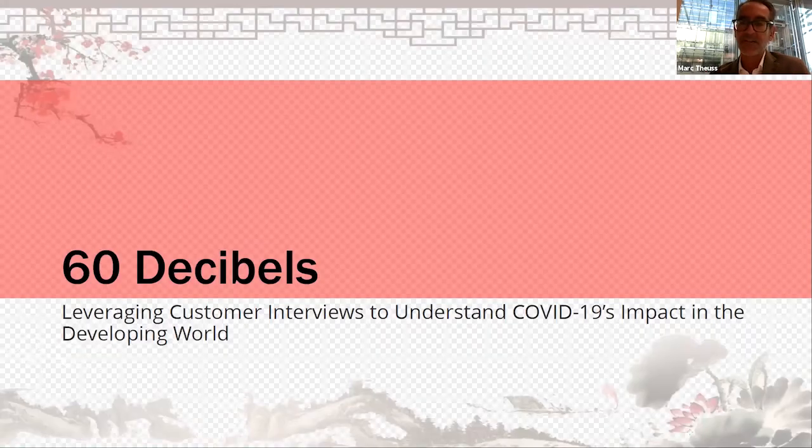I'm now going to turn to 60 Decibels. 60 Decibels is an organization that AKDN has worked with on a number of occasions, and its core area of work is leveraging customer interviews to understand COVID-19's impact in the developing world. Next slide, please.